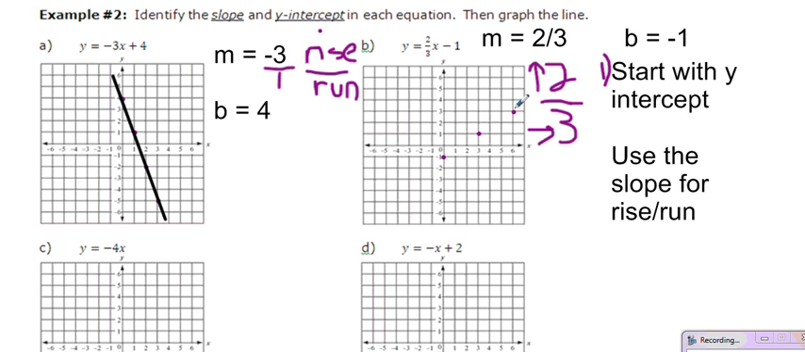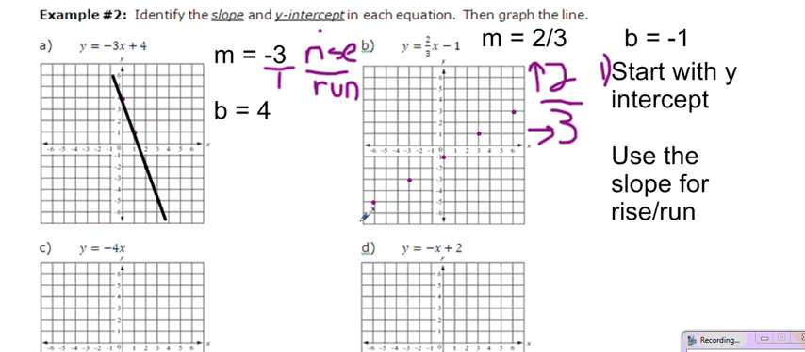Now, if you run out of room and you haven't had enough points, 2 positives when you divide make a positive. Well, 2 negatives when you divide also make a positive. So instead of going up 2 and over 3 to the right, to keep the pattern going, I could also go down 2 and over 3 to the left. And I can make a point right there. So I can continue the pattern, go down 2, over 3 to the left.